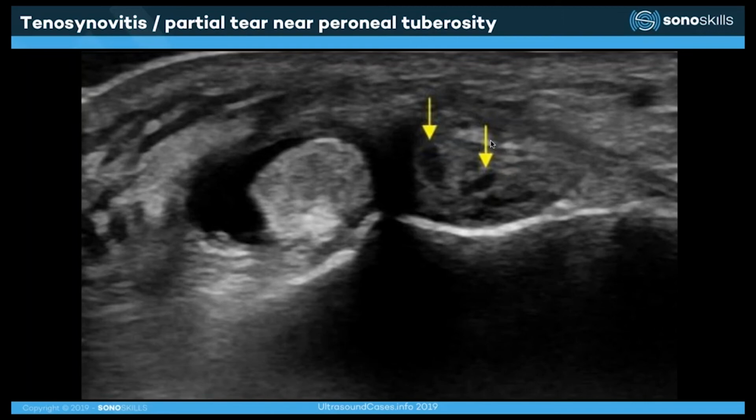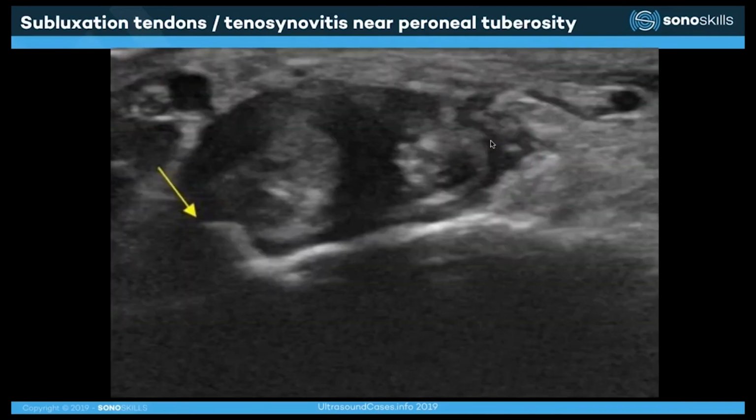But in this case, within the brevis, the yellow arrows point to some very dark anechoic clefts or tears. So these are little partial tears of the peroneal tendon. And in this case, we can see two tendons, the peroneal tendons, both on one side, meaning that there is a subluxation of the longus over the peroneal tubercle towards the brevis. We can also see that the tendon sheath, the retinaculum, is thickened, and some anechoic fluid.